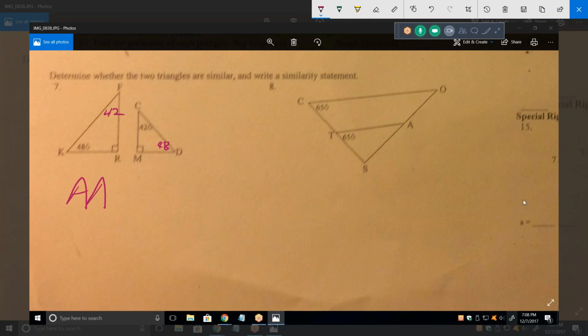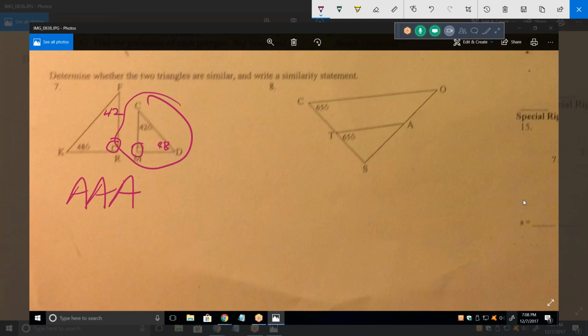Angle, angle, angle. Same 3 angles. This is 90. That's 90. They have 3 unique angles, 90, 42, and 48. Both triangles have it, therefore they're similar no matter how they're positioned.